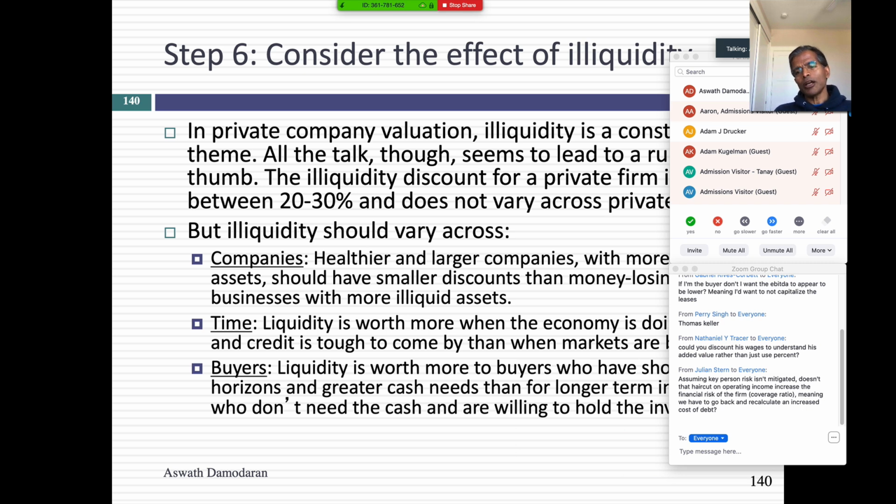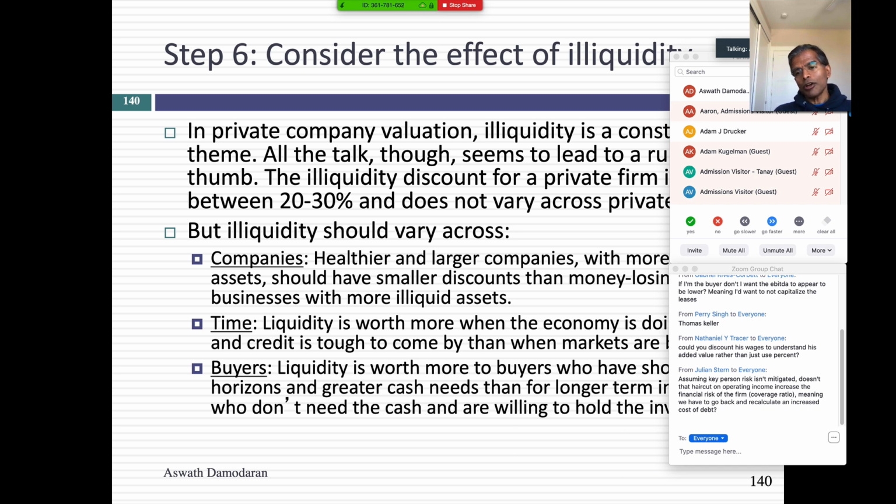Now I'll talk about how private company appraisers come up with a number, but let me state what I think are pretty intuitive aspects about the illiquidity discount. The illiquidity discount should vary across private companies. So even if I'm looking at 20 private companies, it can't be the same for every one of them. And here's why. Healthier private companies should have smaller discounts than private companies in trouble. Larger private companies should have a smaller percentage discount than smaller companies. Companies earlier in the life cycle should have larger discounts than more mature companies.